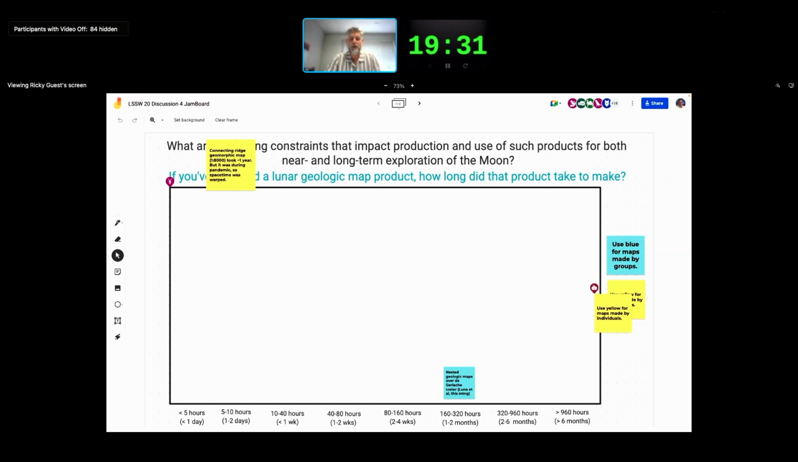So we want to capture lengths of time. And this is not to say we can reduce something down to any one product takes 2 days or 3 years to make. We just want to understand what is the range of time and what are the products that are occurring at that range of time, if that makes sense.